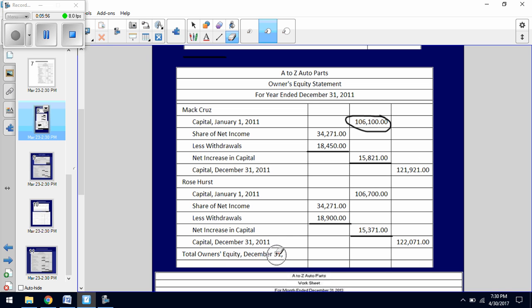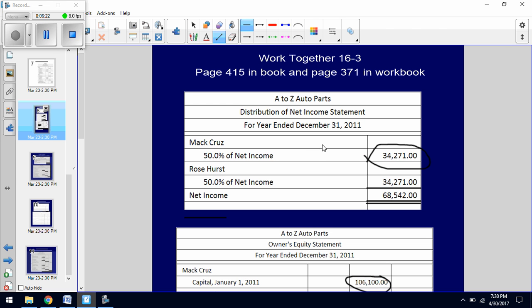One final step, we just want to see what the partnership is worth altogether. So we're going to write down here, total owner's equity December 31st. Then we're going to add up both owner's equity accounts. You should get $243,992. Once you do that, you're going to double underline all three columns. So you're going to use this guide to do the work on your own as well. Good luck.